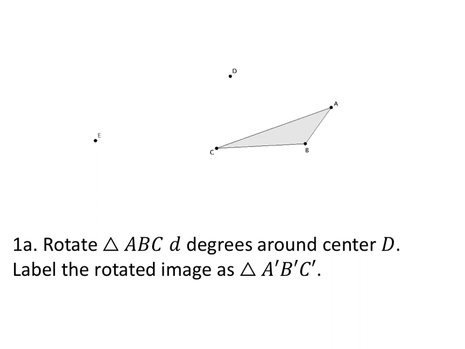All right, we are going to rotate triangle ABC, D degrees around center D, and we'll label the rotated image A prime, B prime, C prime. Take a moment and try to do that with your partner. Just rotate it around center D for now. This did not specify how many degrees to rotate it, so you get to choose how far to rotate. So just like you guys would do with the scratch piece of paper, I'm going to trace this.